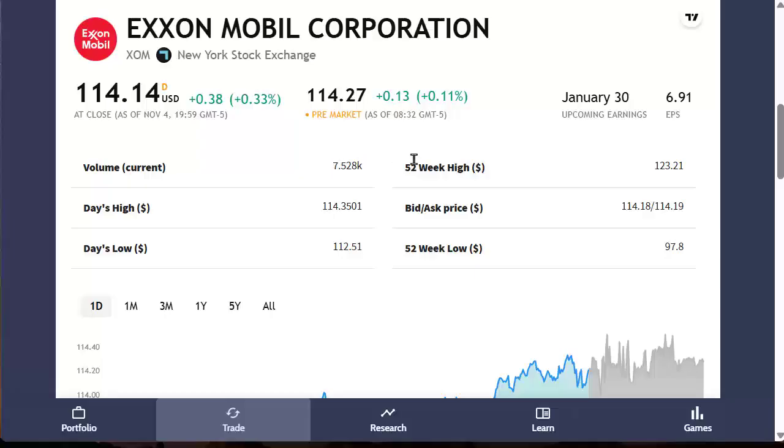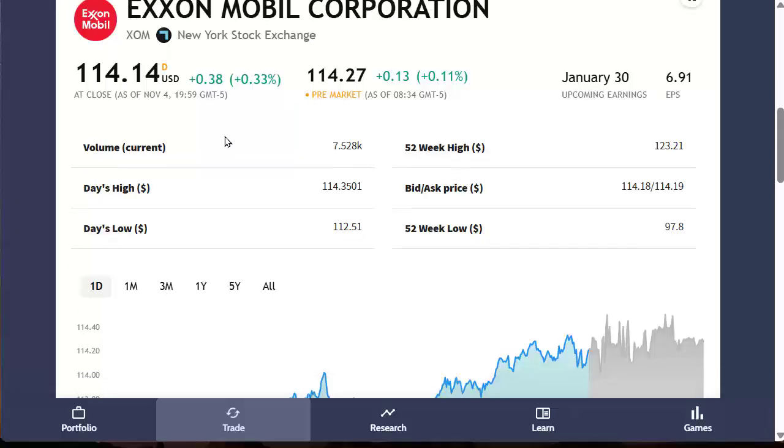And there's some other information in here, like how much volume, how many shares traded yesterday, what yesterday's high and low was, the difference between the bid price and the ask price, which was only a penny, how low it's been in the last year, 52 weeks. So it's been as low as $97.80. How high it's been, $123.31. So the sale price or the trading price of this has gone up and down.